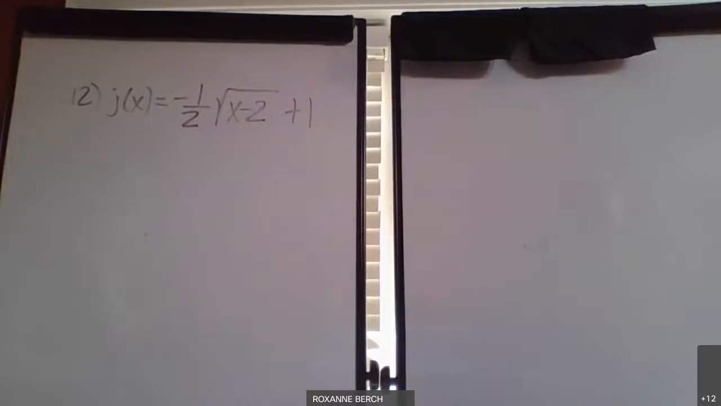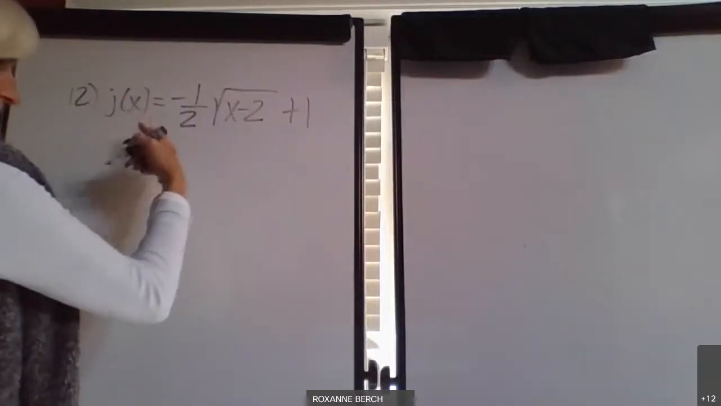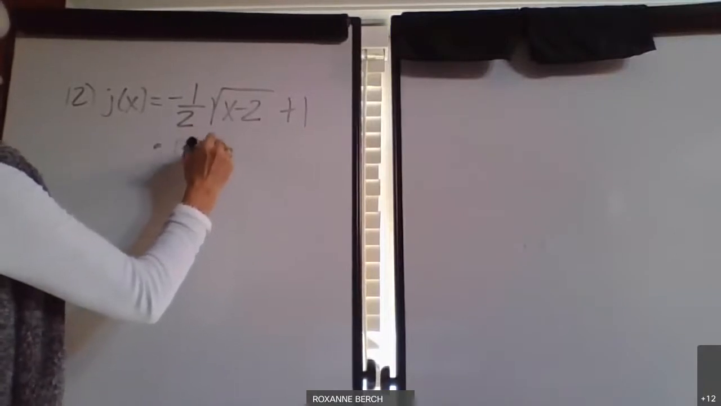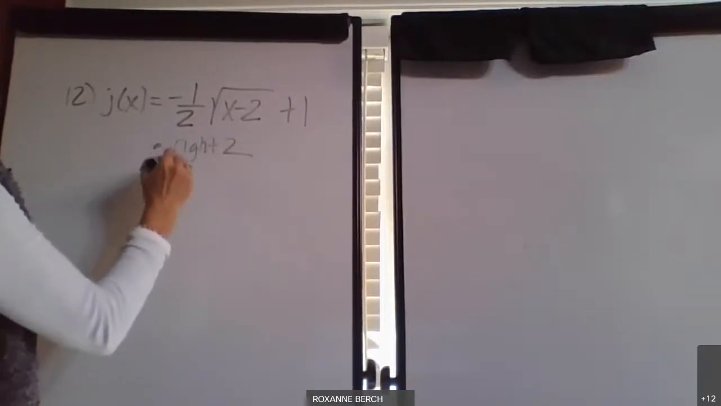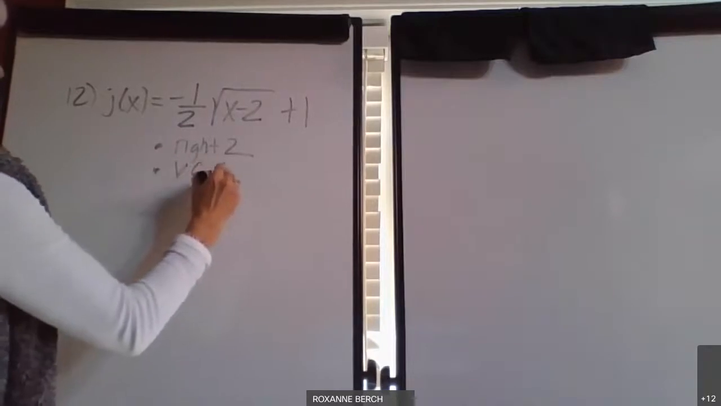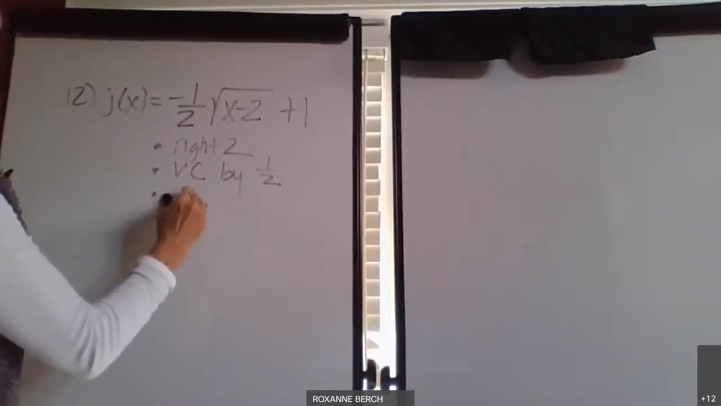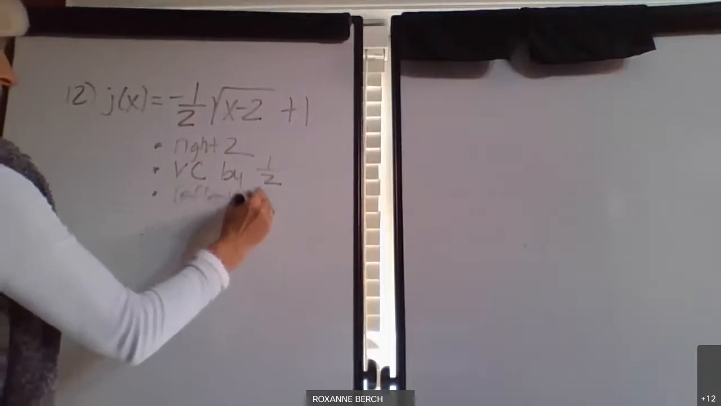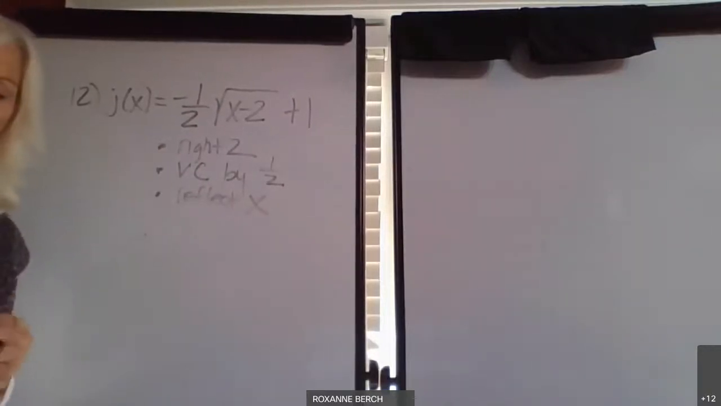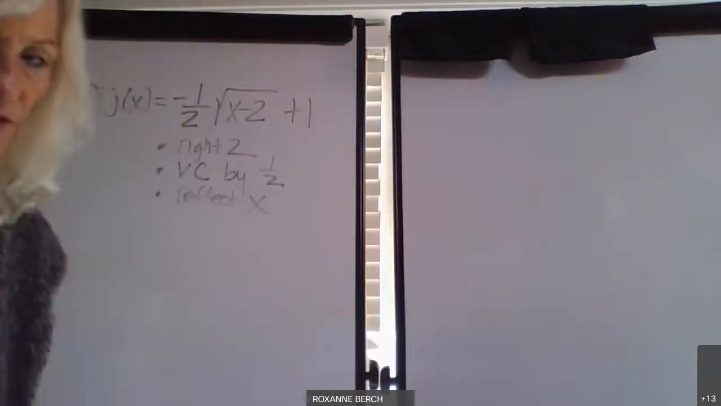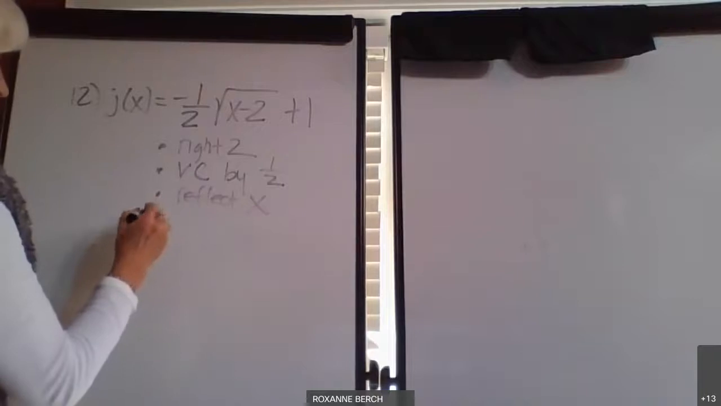All right, so we state the points, the transformation. This is form 1. So this would be right 2. This is a vertical compression by 1/2. This is a reflection over the x. So this is going to be one of those problems where I show my little sketch at the beginning so I can keep track of what the graph's going to look like. And then finally up 1.